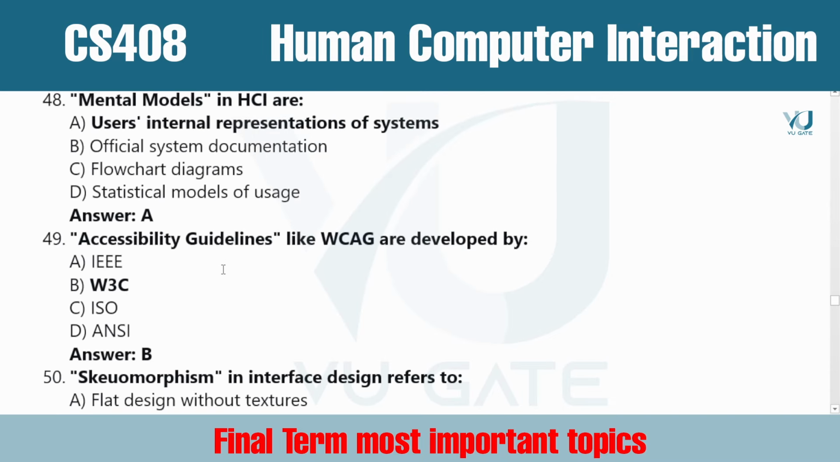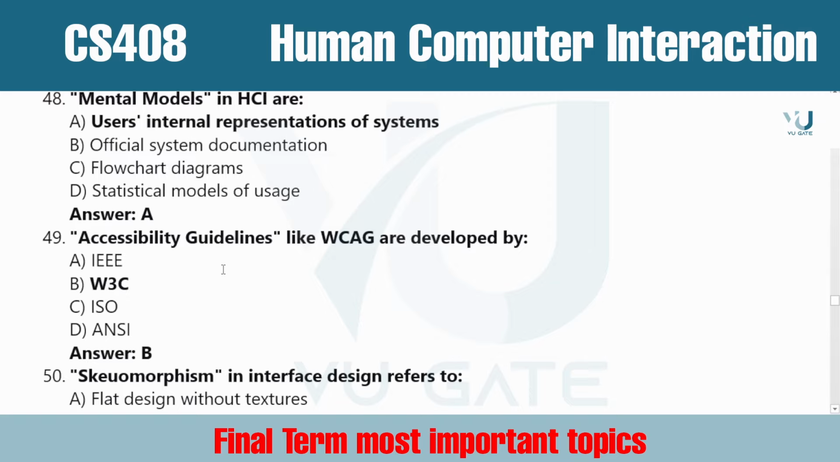Question 48. Mental models in HCI are? The correct answer is option A, users' internal representations of systems. Question 49. Accessibility guidelines like WCAG are developed by? The correct answer is option B, W3C.